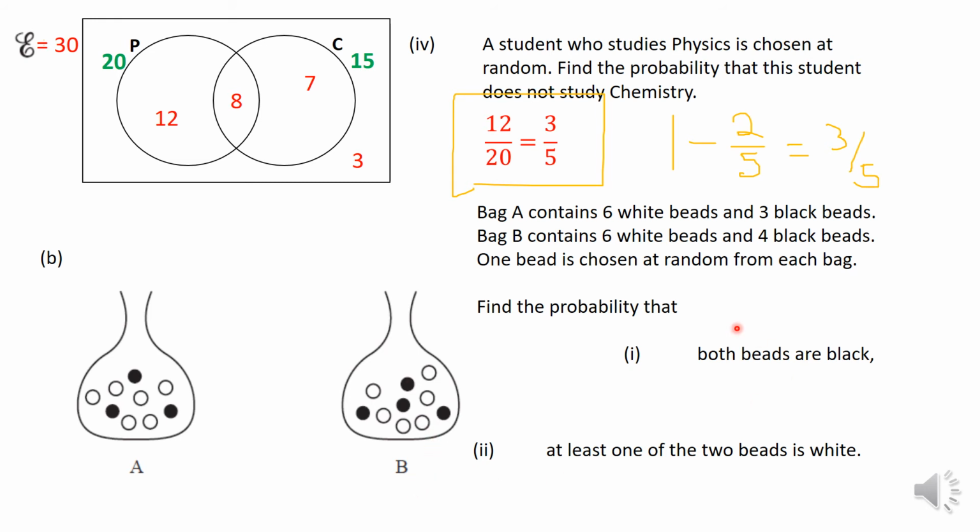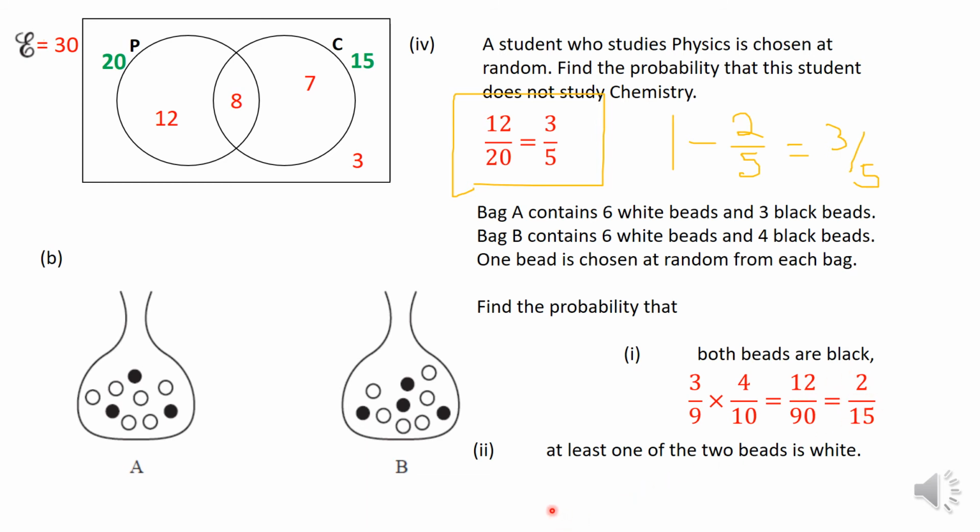Now when you choose one bead at random from each bag, you're supposed to find the probability that both are black. So you take 3 out of the 9, the total, and then you multiply that by the 4 out of the 10. That is how you do this particular probability. You can have the 12 over 90 or anything equal to that particular probability.